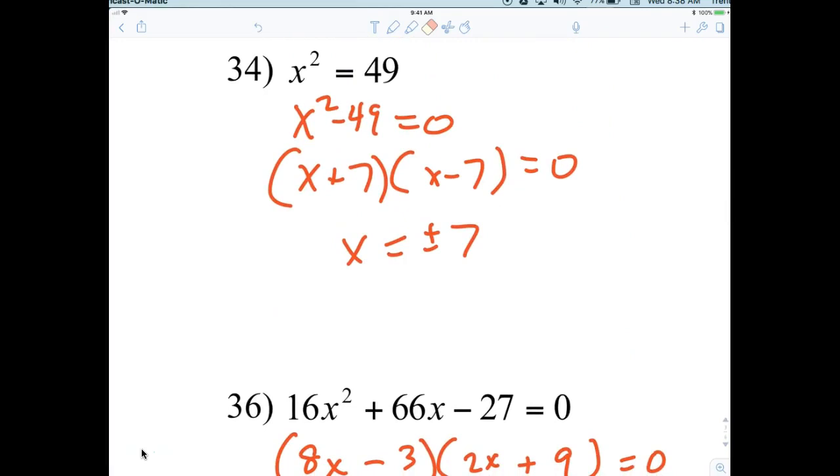Subtract 49 from both sides. Oh, okay. Then you factor. And again, you could write x equals 7 or x equals negative 7, or you can say what? He just showed me a quick way to write it. X equals plus or minus 7. James.